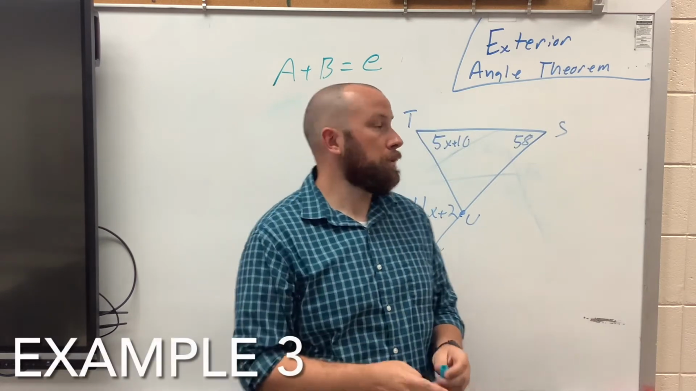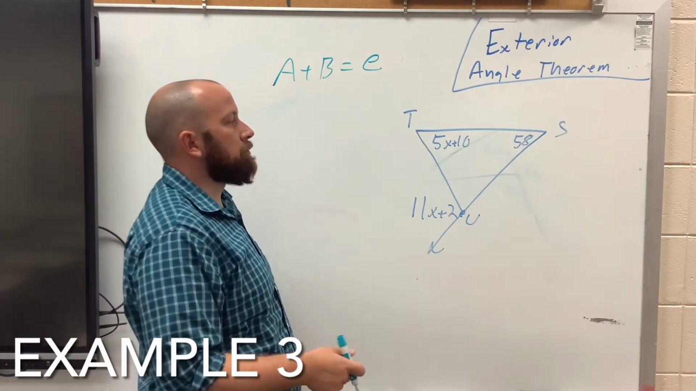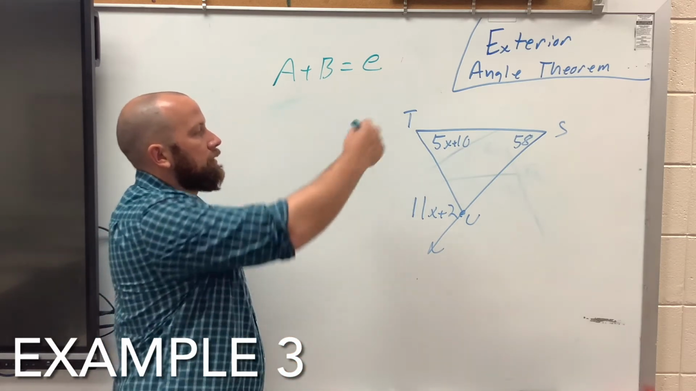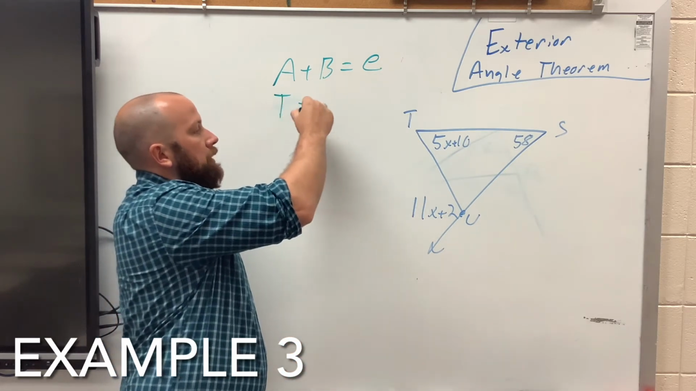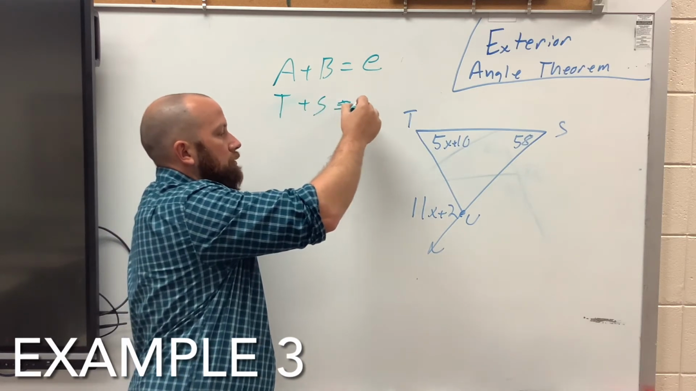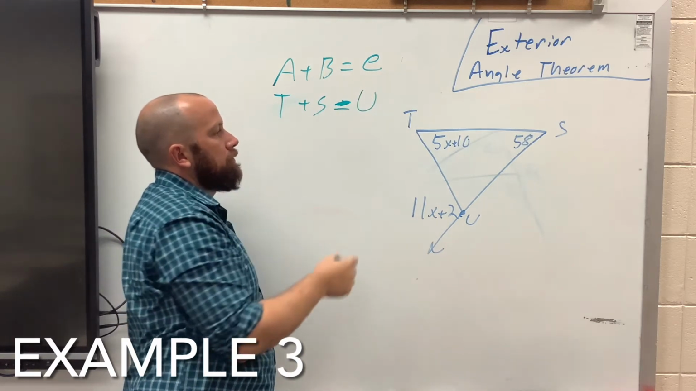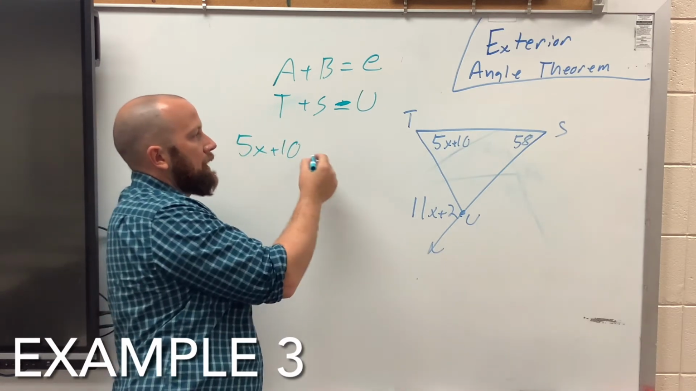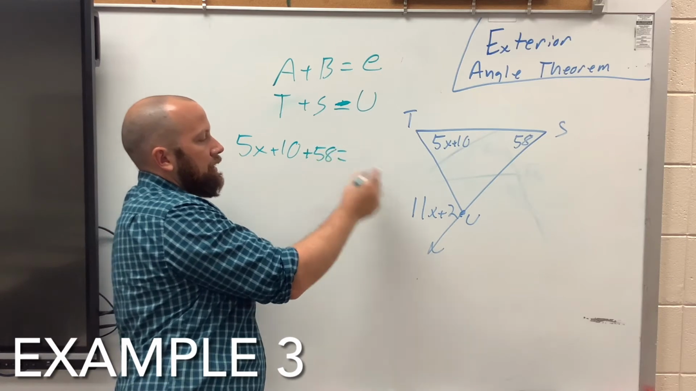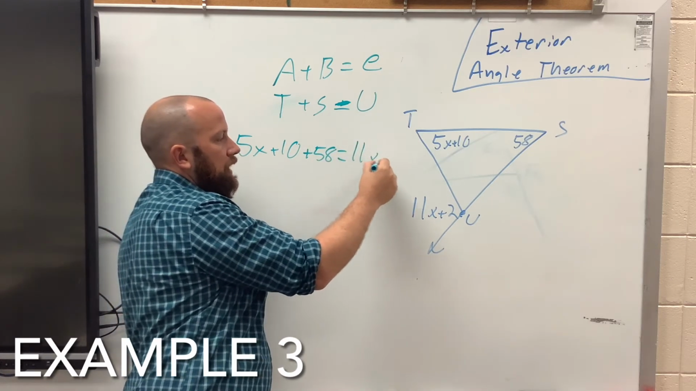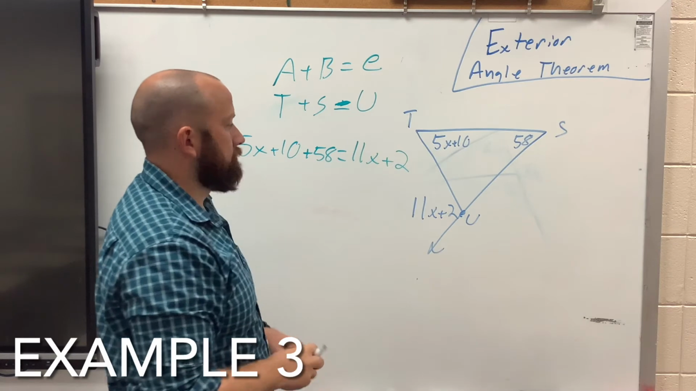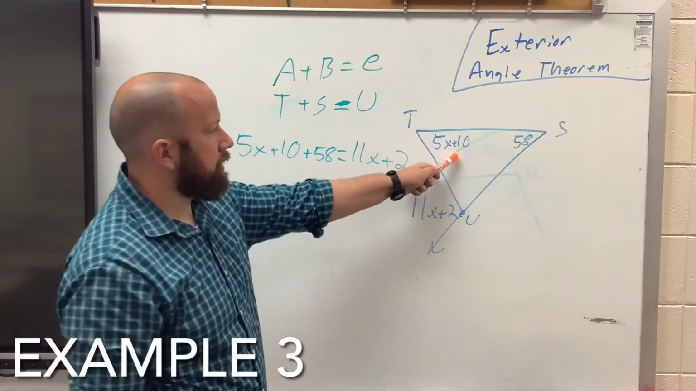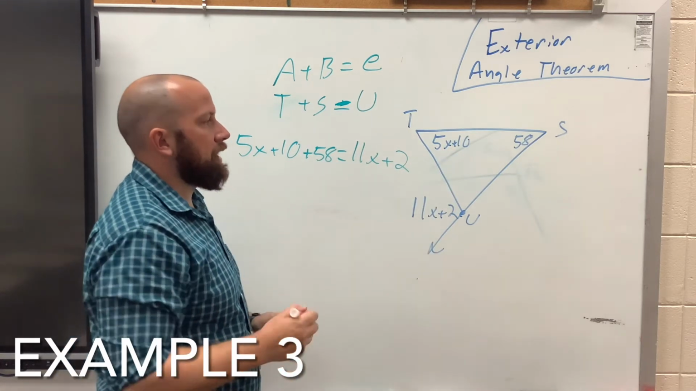Okay, for this one, we don't do anything different. It looks different, it's more advanced, but you don't do anything different. So I'm gonna rewrite it as T plus S equals U. So what's my T? My T is 5X plus 10. What's my S? Plus 58. And what is my U? 11X plus 2. And it's that simple. You're not doing anything different just because they look different. You just put it in as it is.